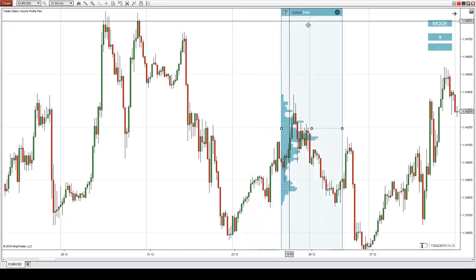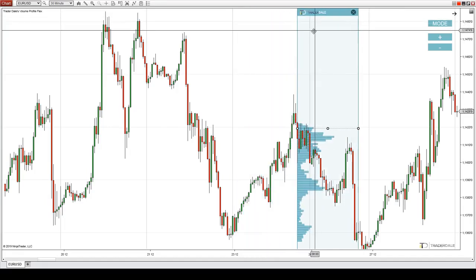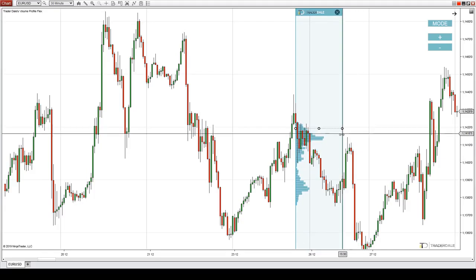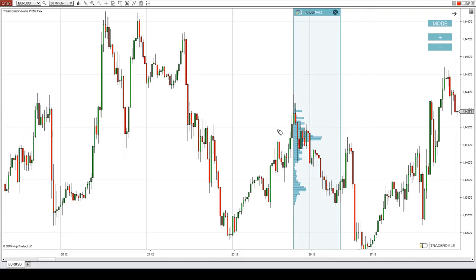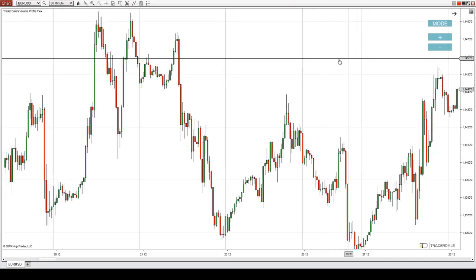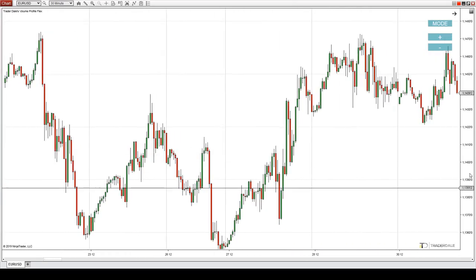Now let's move the profile over this selling activity right there. This one. And the most significant volume cluster in here was this volume cluster. Heaviest volumes being in here, this being the reaction. Pretty strong one, right? Now let's move forward.